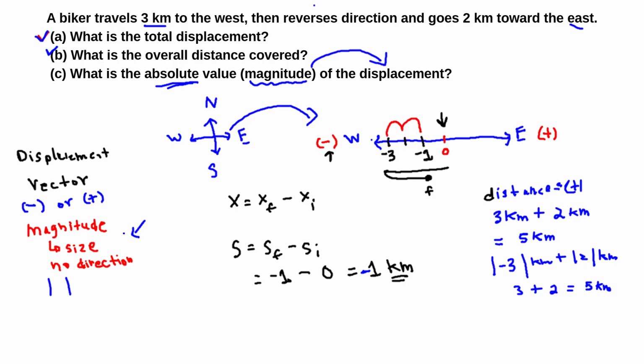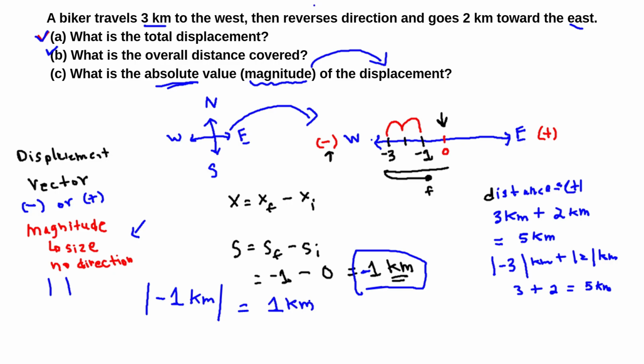If I am mistaken, let me know down in the comments. And what is the magnitude of displacement? We need to take displacement, which is over here, negative 1 kilometer, and find the absolute value. So how do we find absolute value? We need to use these two bars here. The absolute value of negative 1 kilometer will be 1. So the magnitude is 1 kilometer.